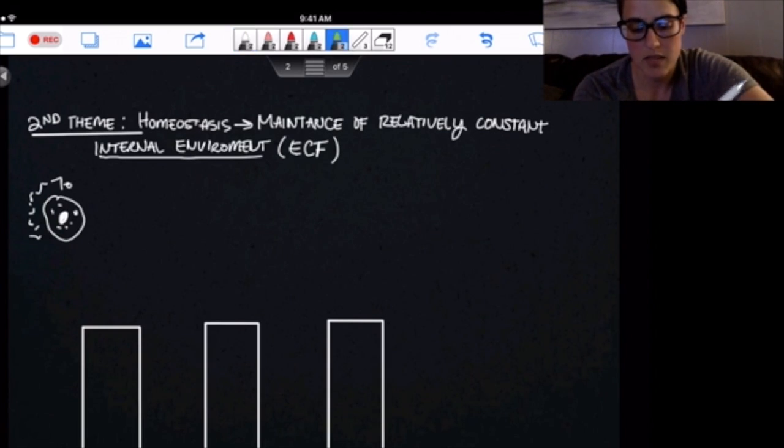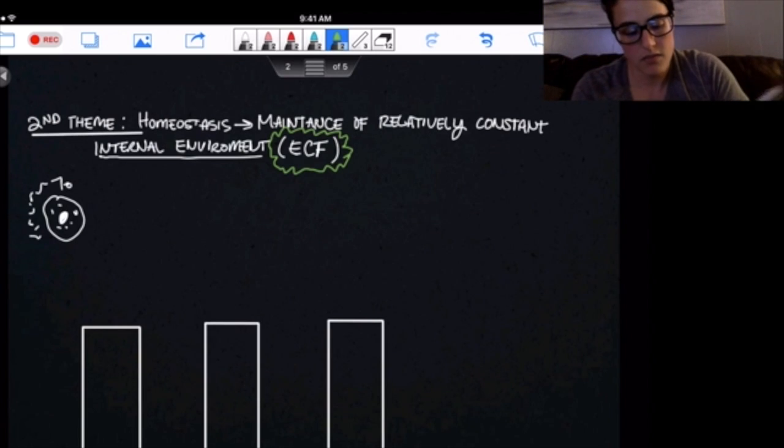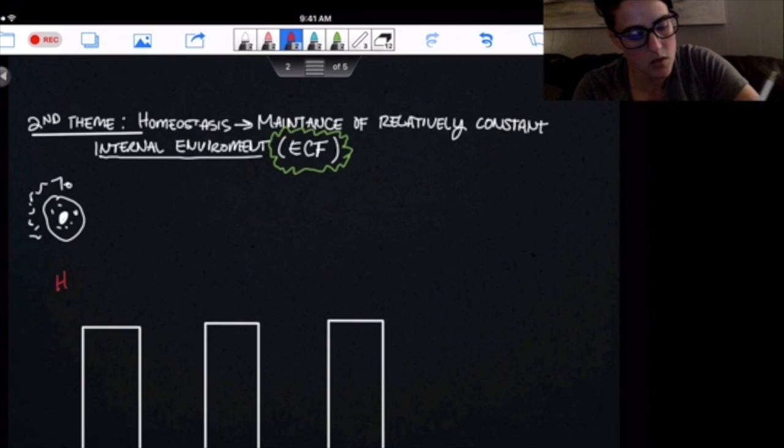And this is the big ticket right here, the extracellular fluid. So homeostasis is the maintenance of a relatively constant internal environment. And when I say internal environment, I'm talking about within the organism itself. And how it maintains that is by regulating certain variables within the extracellular fluid. So I have 3 rectangles down here. I'm going to write the words human body right here.